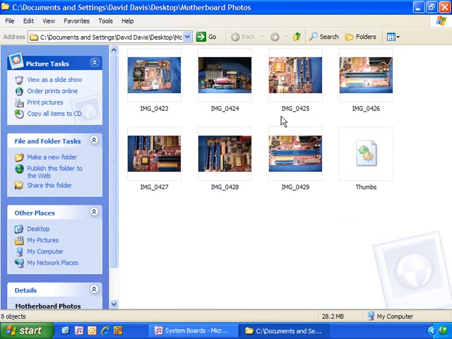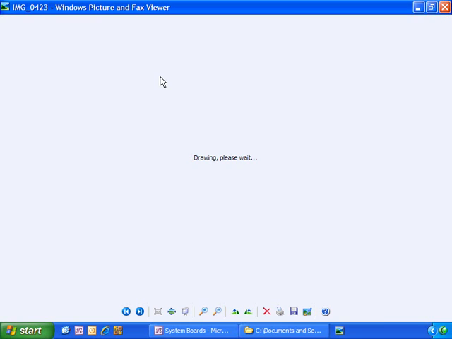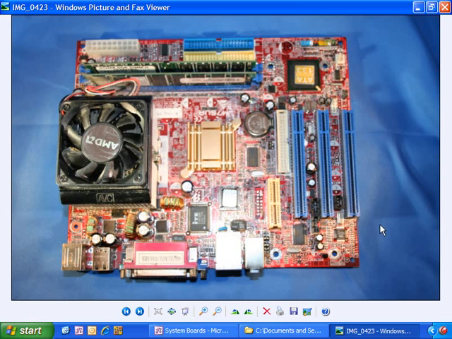All right, I have here some photos of motherboards. This is a motherboard I took out of a computer, and you can see it's a circuit board. They come in various sizes. Sometimes they're very small. This one's actually pretty small. Sometimes they can be larger. This is the main board of the computer.